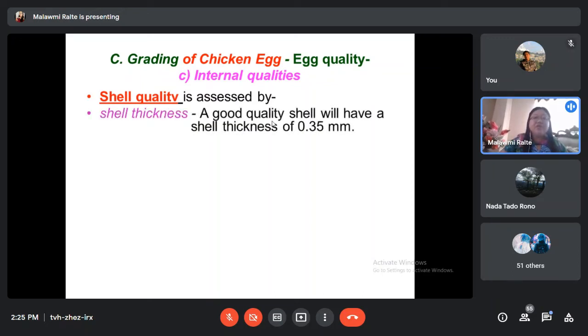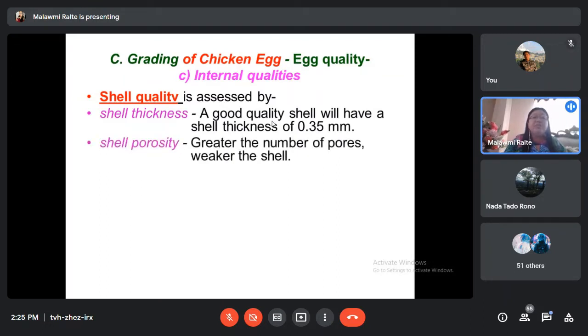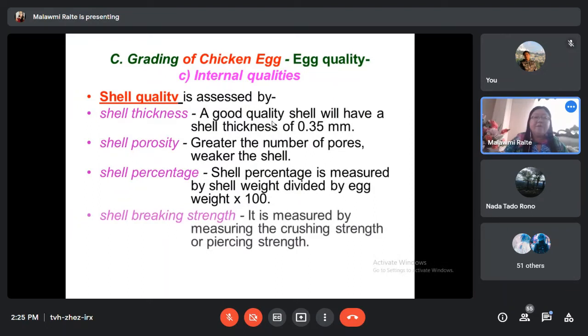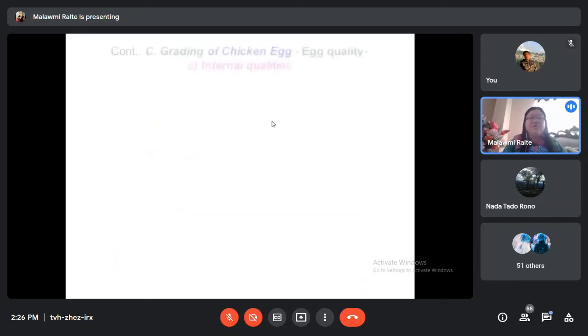The shell thickness: a good quality shell will have a shell thickness of 0.35 millimeter. And the shell porosity: greater the number of the pores, weaker the shell. Then the shell percentage is measured by the shell weight divided by egg weight into 100. Then shell breaking strength also indicates the quality of the egg. It is measured by the crushing strength or piercing strength. Then the shell specific gravity.